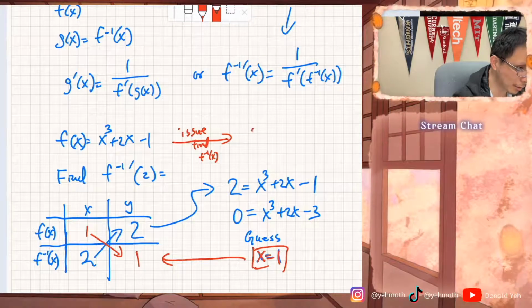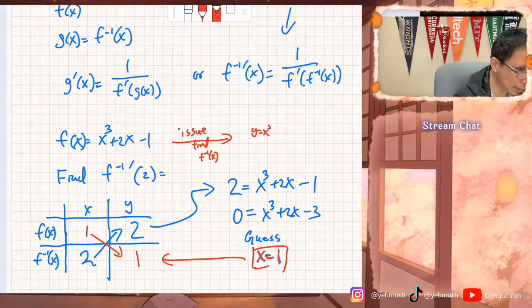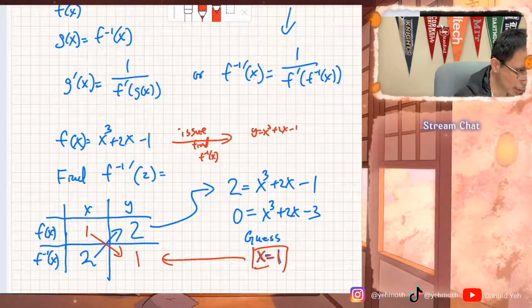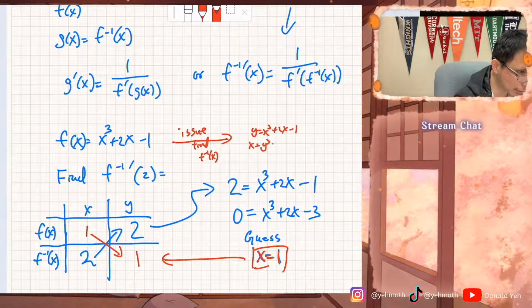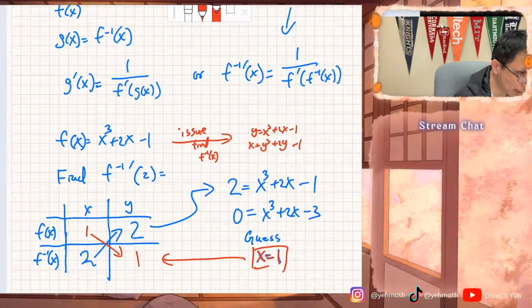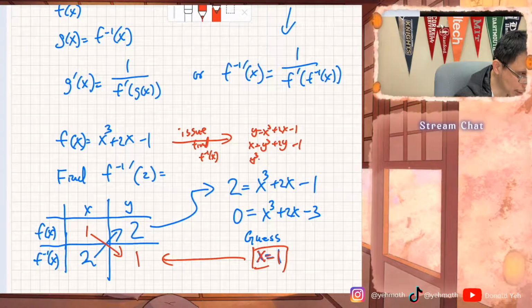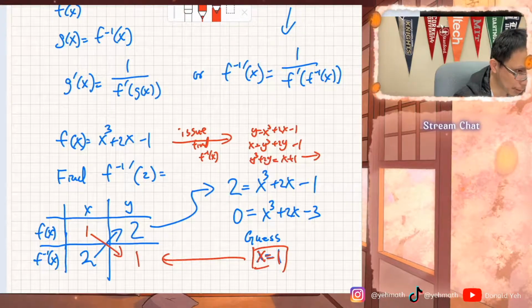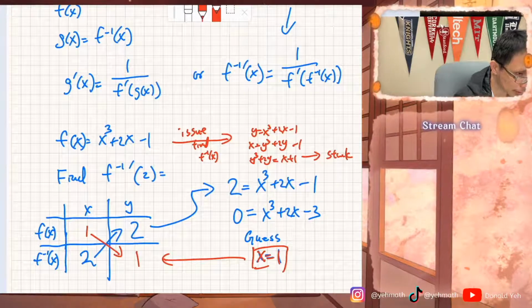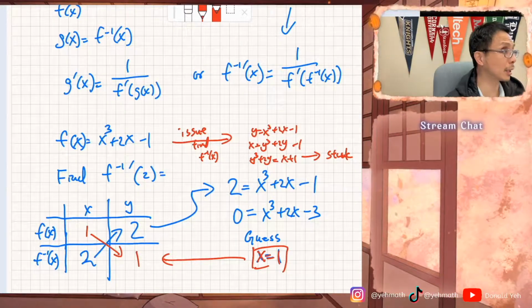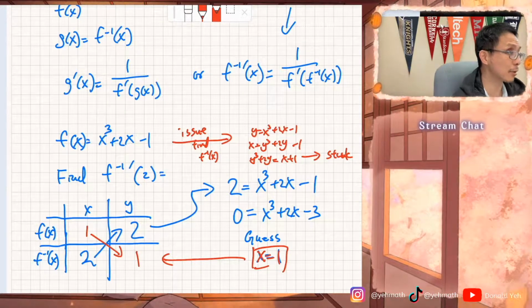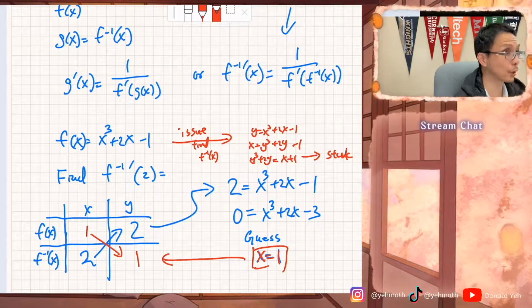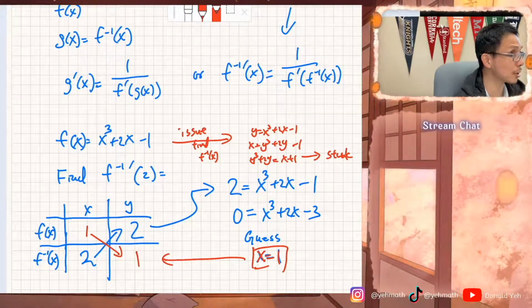You're going to find y equals x cubed plus 2x minus 1, so x equals y cubed plus 2y minus 1. And you move the 1 over, so it'll be y cubed plus 2y equals x plus 1. And there you're stuck, because you cannot isolate the y. There's no way for you to isolate it. So we're going to find a tricky way to find the solutions.